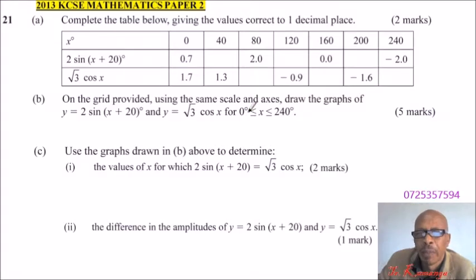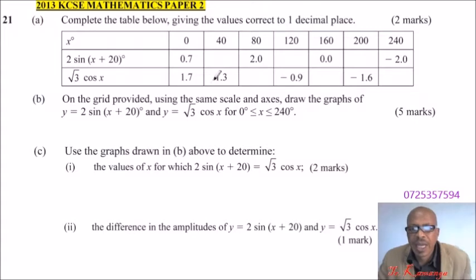So this is question number 21, 2013 KCSE Mathematics Paper 2, Part A. Complete the table below, giving the values correct to one decimal place, and you'll get 2 marks. Here we have a row representing x degrees from 0 up to 240. Here we have a function, 2 sine into bracket x plus 20 degrees, and root 3 cos x, with some values given. You are supposed to complete this.